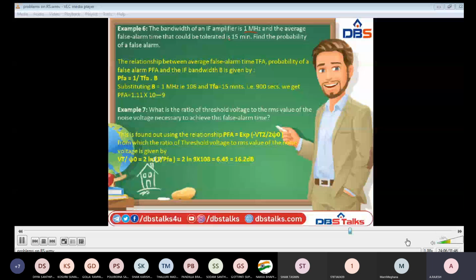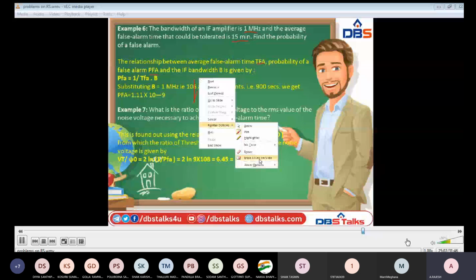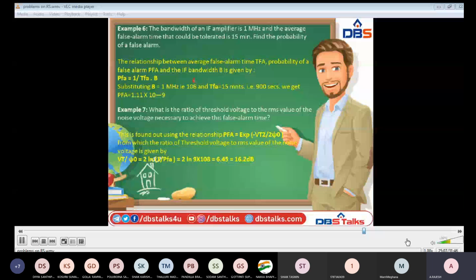The relationship between the average false alarm time TFA and the probability of false alarm with the IF bandwidth B is given by probability of false alarm PFA is equal to 1 by TFA into B. Substitute B equal to 1 megahertz, that is 10 power 6, and TFA is equal to 15 minutes, which we convert into seconds, that will be equal to 900 seconds.